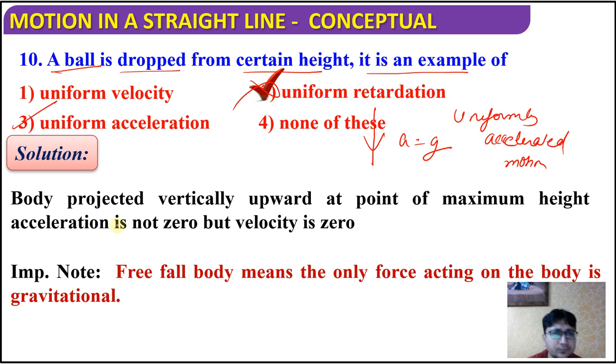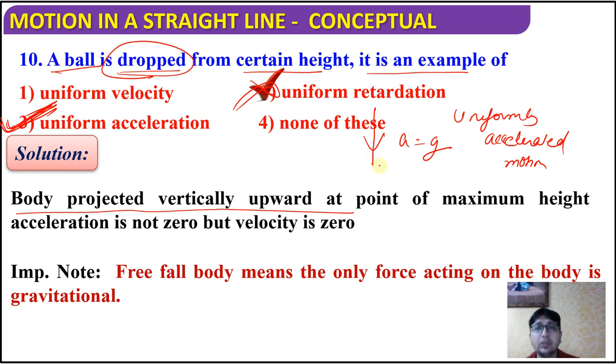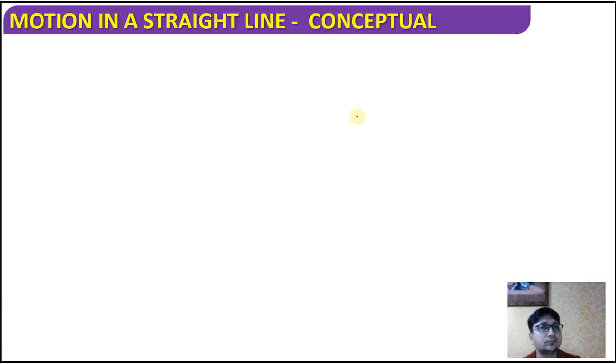Uniformly accelerated motion. So many mistakes are done while a body is projected vertically upward. Here in the question the body is not projected vertically upward. It is dropped from a certain height. So the answer is C, not this one. If the body is projected vertically upward, then the answer is uniform retardation. Okay, when the body is projected upward. So I think by mistake the question was changed. Means the option of the question was changed.